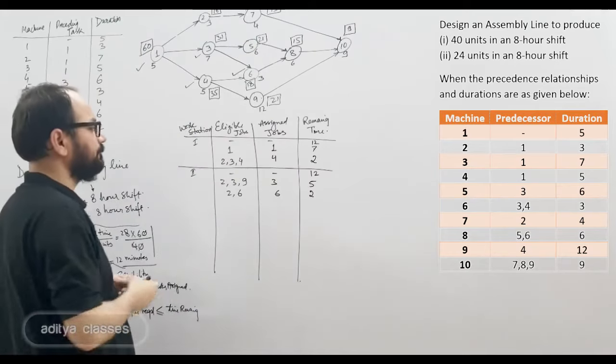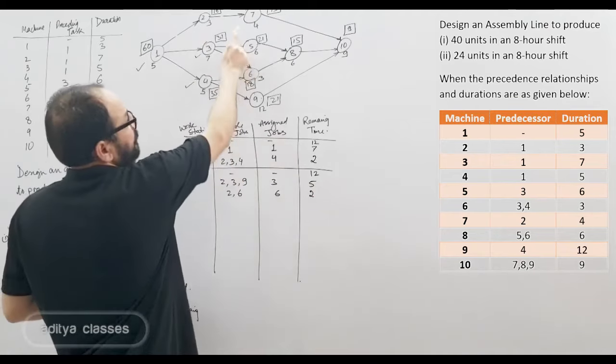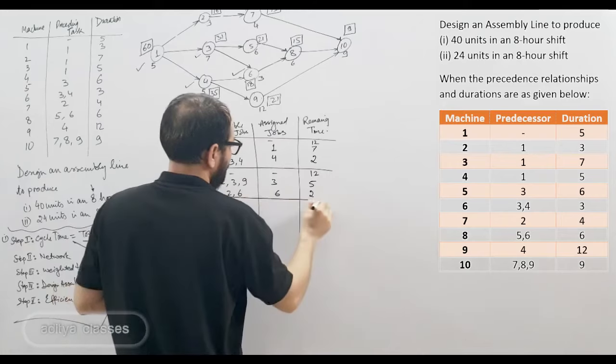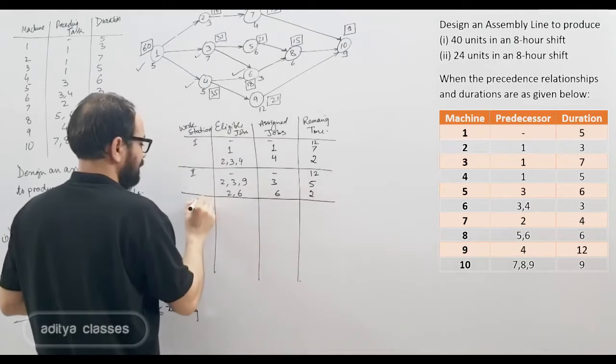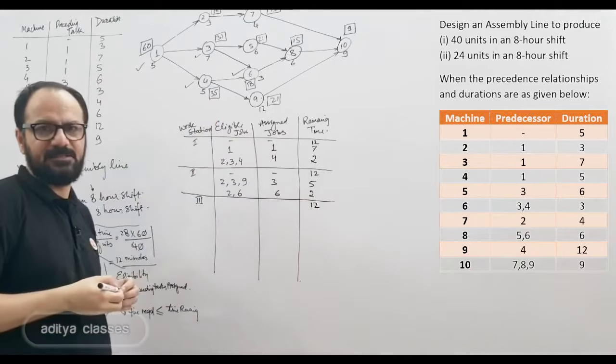Now what is the scenario? You have 2 minutes left. If you check the eligibility, none of these require 2 minutes. Everybody needs more than 2 minutes. So I can close this workstation. I can start a new workstation where I again get 12 minutes.